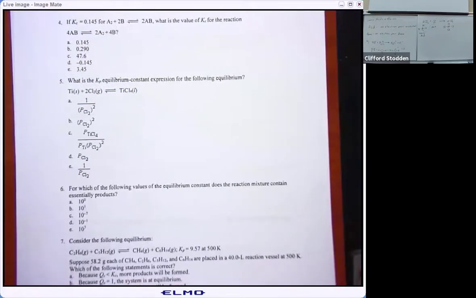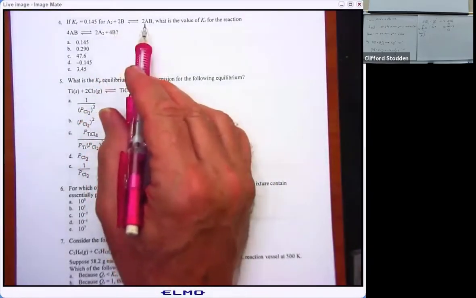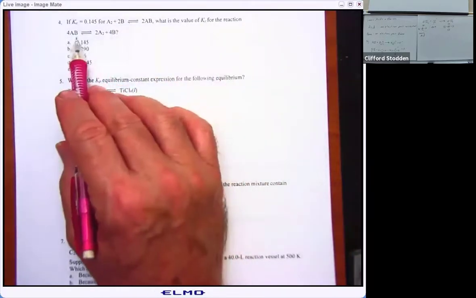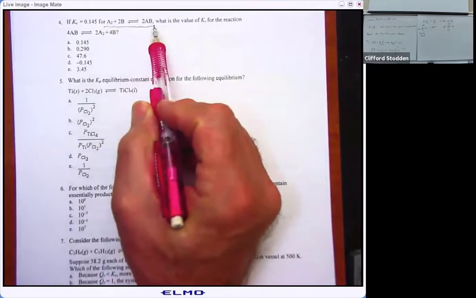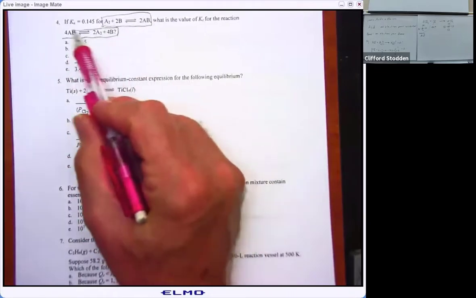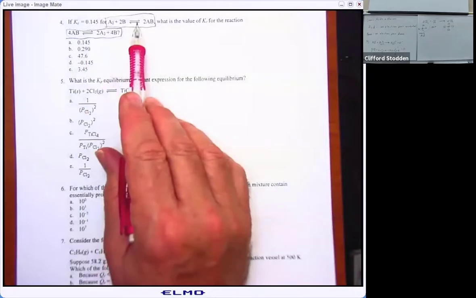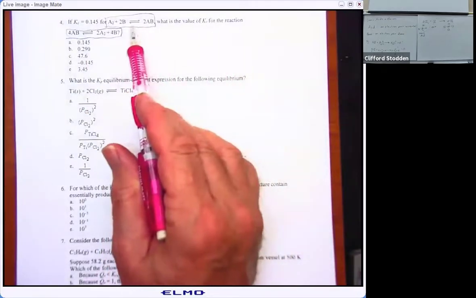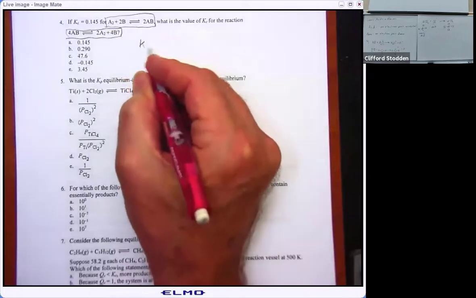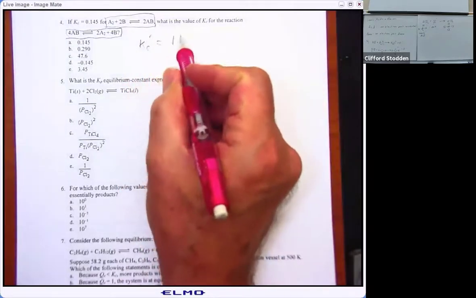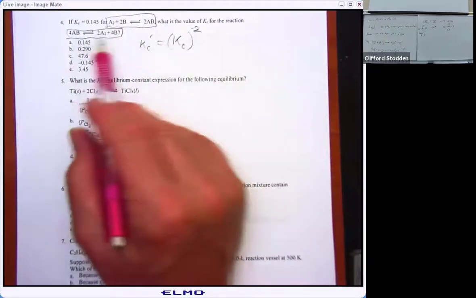Number 4, if K sub C equals 0.145 for this reaction, A2 plus 2B goes to 2AB, what's K sub C for this reaction: 4AB goes to 2A2 plus 4B? So you have to recognize that there's a relationship between the two reactions. They both have the same things in them, but this second reaction is the result of turning the first one around, which is kind of like multiplying by -1, and then also doubling all the coefficients. So with both of those changes, your new value of K sub C, I'll call it K sub C prime, would be the original K sub C to the -2, because you turned it around and it was also doubled, and those go as exponents here.